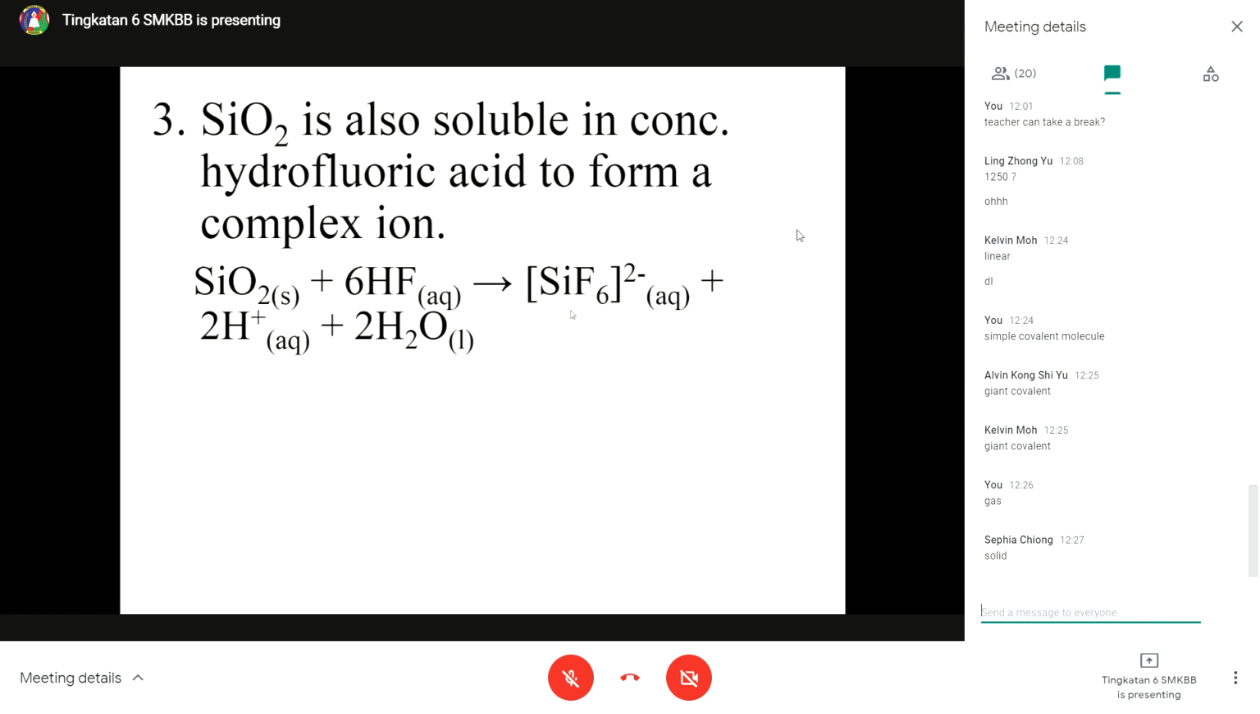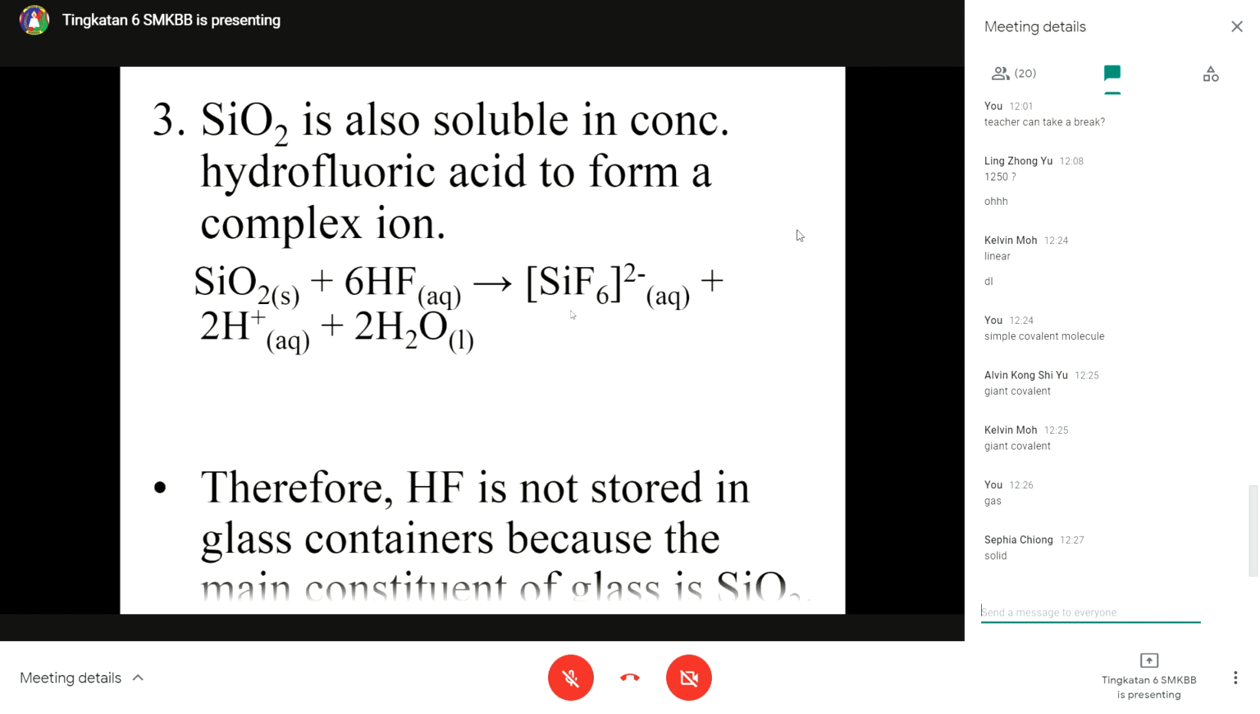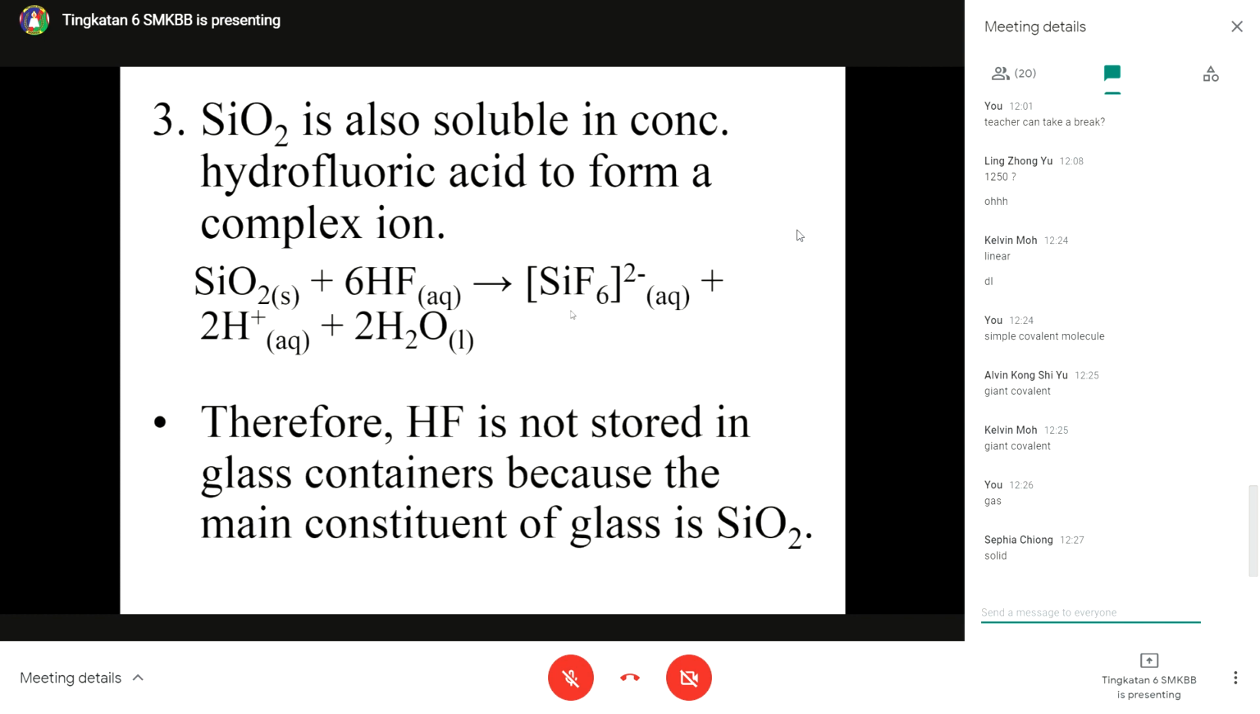So in fact, this character of SiO2 matters, because SiO2 is a major composition of glass. That's why hydrofluoric acid is not stored in glass containers, because it will react. If you store your HF in a glass container, you never know, one day your glass container will have totally dissolved. Of course the reaction is slow, very slow. But still, that's why in the lab this acid is not stored in glass.